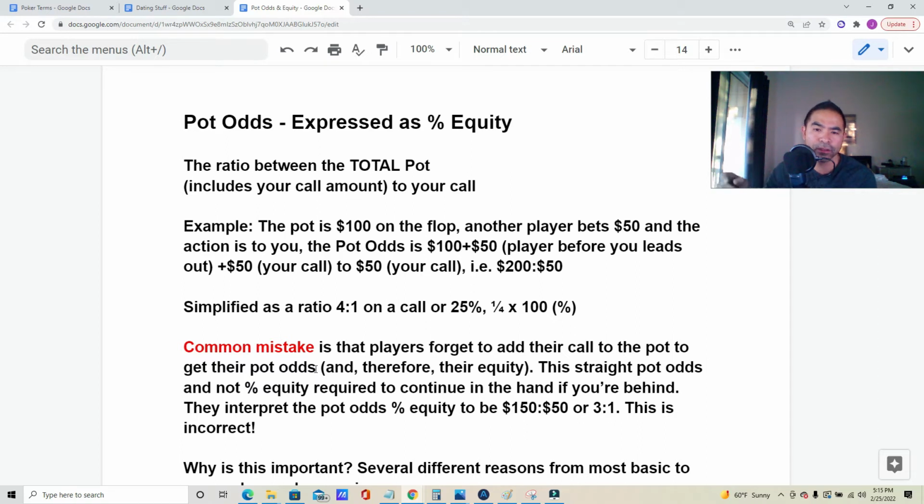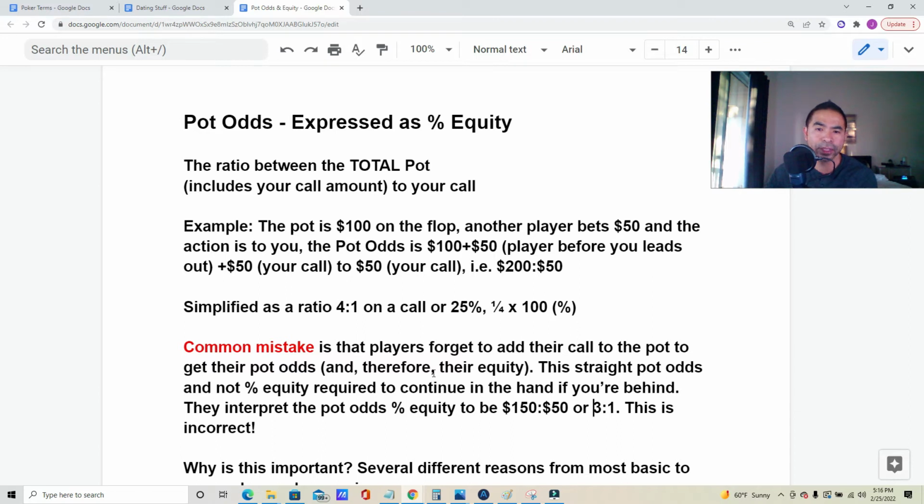They interpret the pot odds percent equity to be 150 to 50, which is 3-to-1, and they'll get 33%, which is exactly the same situation that I outlined up here correctly, but they're going to get a different percentage. They're going to think that they need 33% instead of 25%. Probably make some conservative folds in the process.